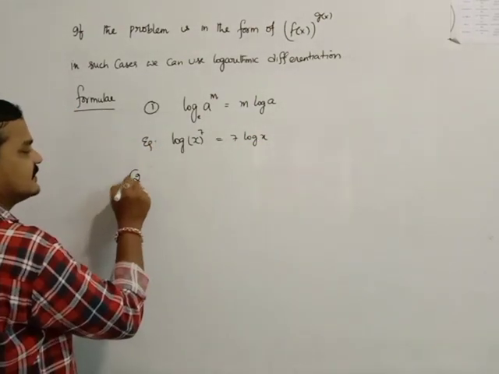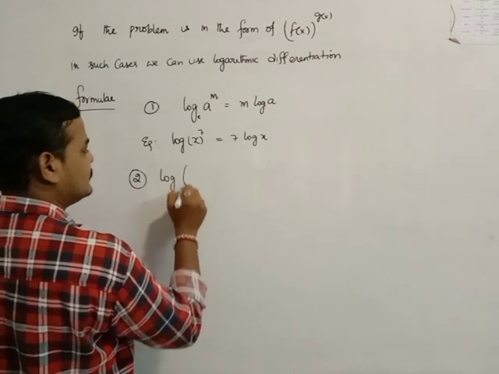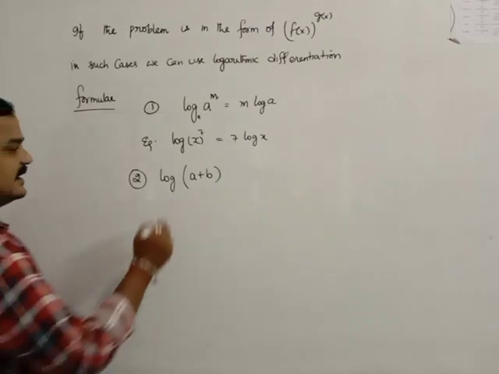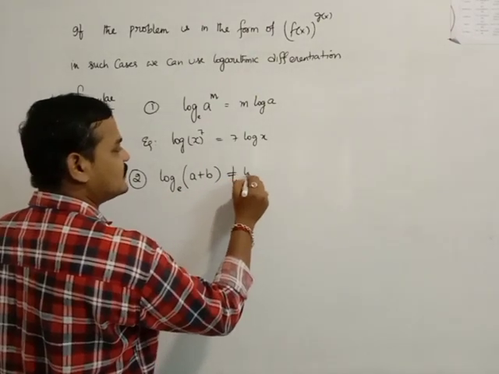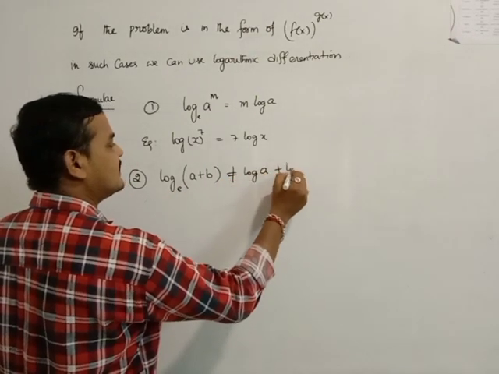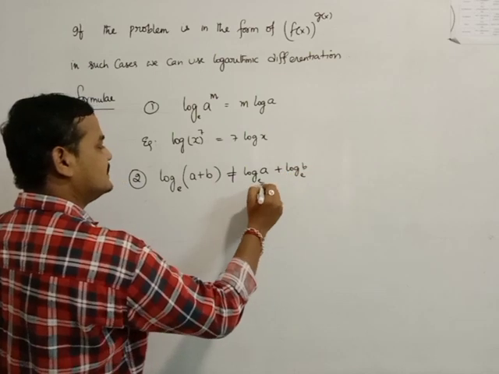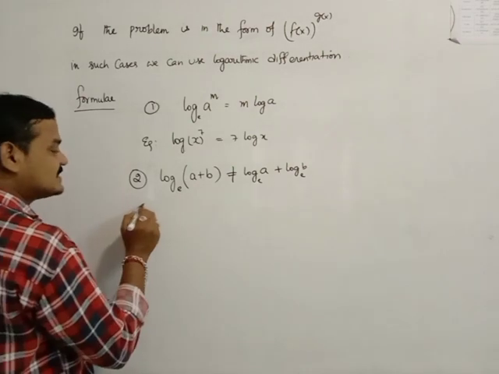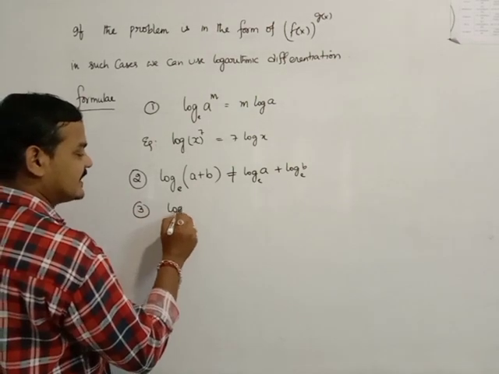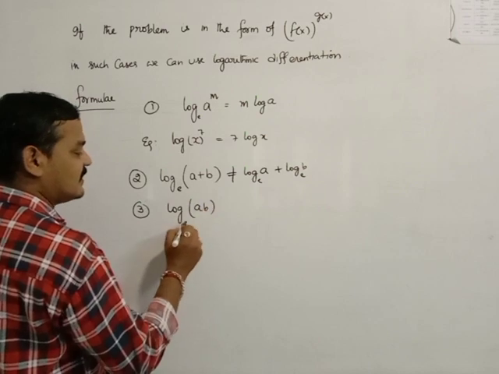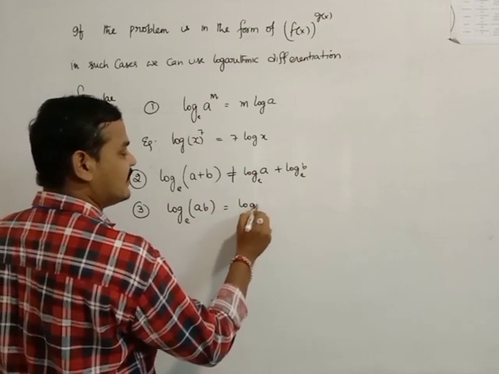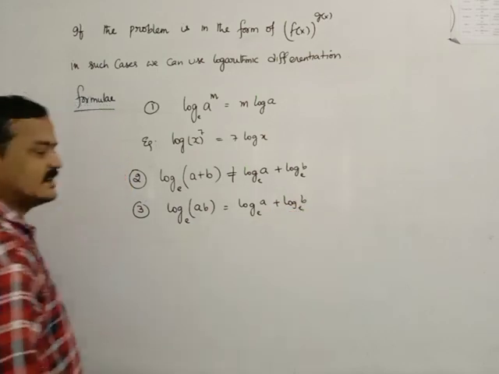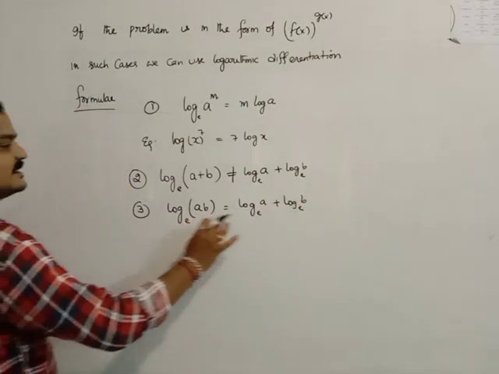And the second one, log of a plus b, for any base, is never equal to log a plus log b. In the summation case, it cannot be expanded. Then when can it be expanded? It can be expanded when the product is there. Log AB can be written as log A base e plus log B base e. When the product is there, then it will be plus.